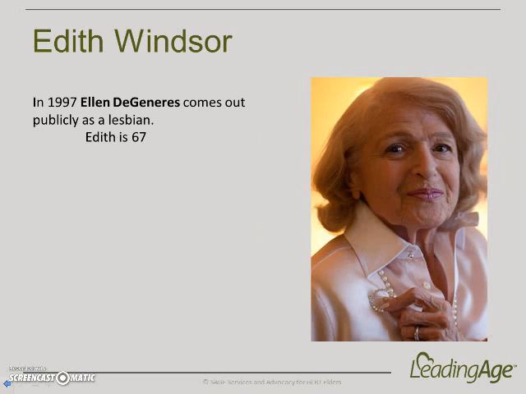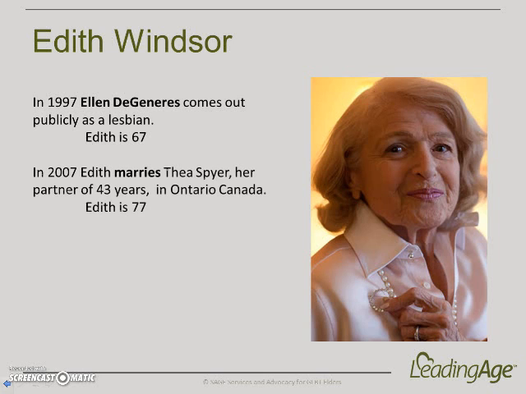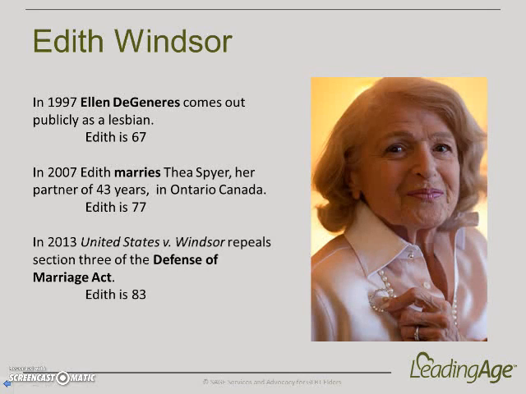In 1997, Ellen DeGeneres came out publicly as a lesbian. So this means that Edith had to wait until she was 67 years old to see a positive portrayal of another lesbian-identified woman in the mainstream media. In 2007, Edith married Thea Spire, her partner of 43 years, in Ontario, Canada. Edith was 77 years old.